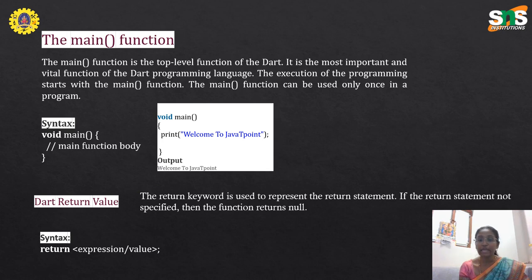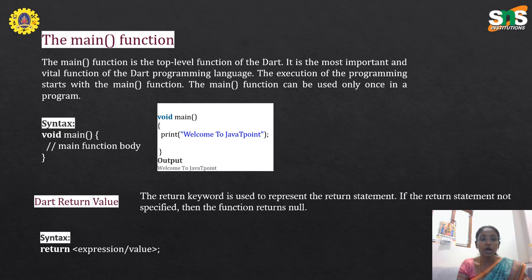Next one is the main function. Main function is a top-level function in Dart. It is an important and vital function in the Dart programming language. The execution of the program starts with the main function. The main function can be used only once in a program. If I'm writing a program, we will start with the main function. Void main, void is getting all the parameters and functions. So in the void main function body I'm writing over here, I get output of whatever I'm giving inside the void main.